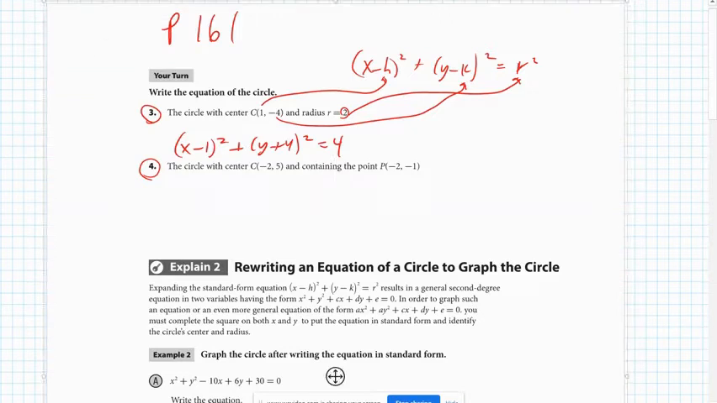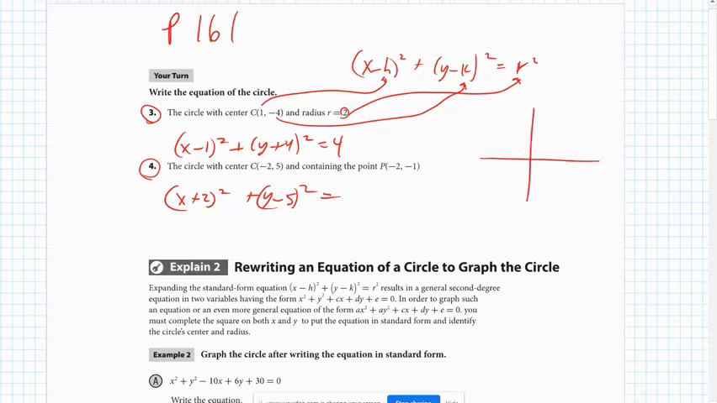Number 4, do the same thing. It's going to be (x + 2)^2 + (y - 5)^2 = our radius squared, but we don't know the radius for this one, so if we graph this out or use the distance formula, we know our center is at (-2, 5), and it goes through the point (-2, -1).